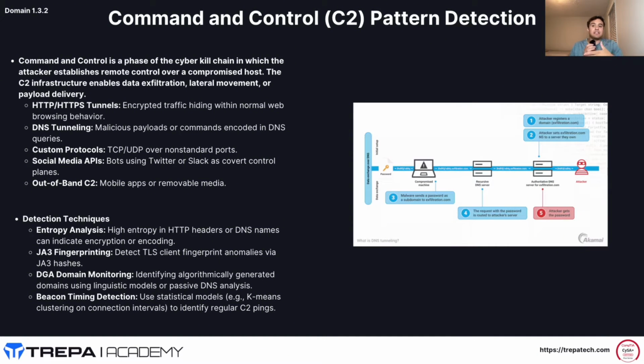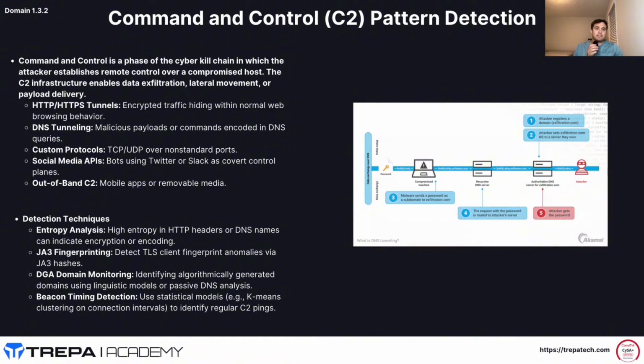And we're basing that off the TLS session actually building up. We have DGA domain monitoring. This is identifying algorithmically generated domains using linguistic models or passive DNS analysis. Then we have beacon timing detection using statistical models to identify regular C2 pings.